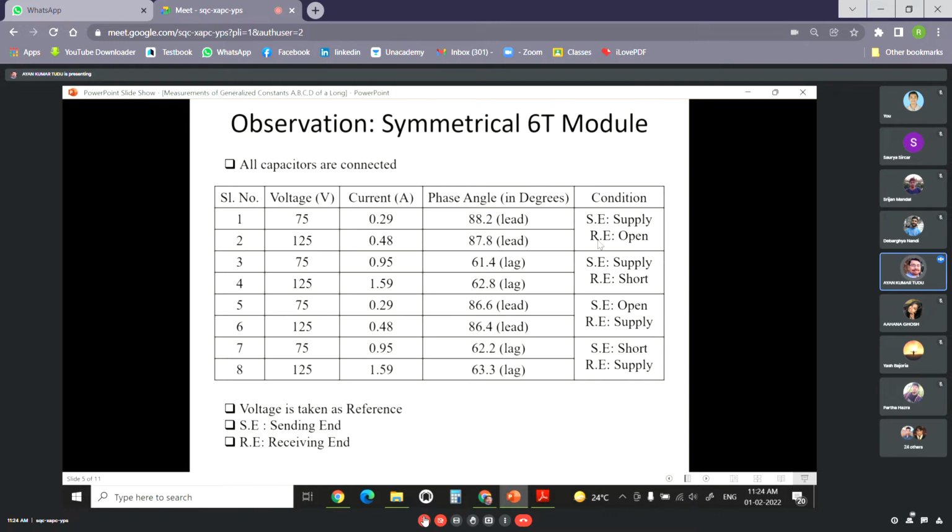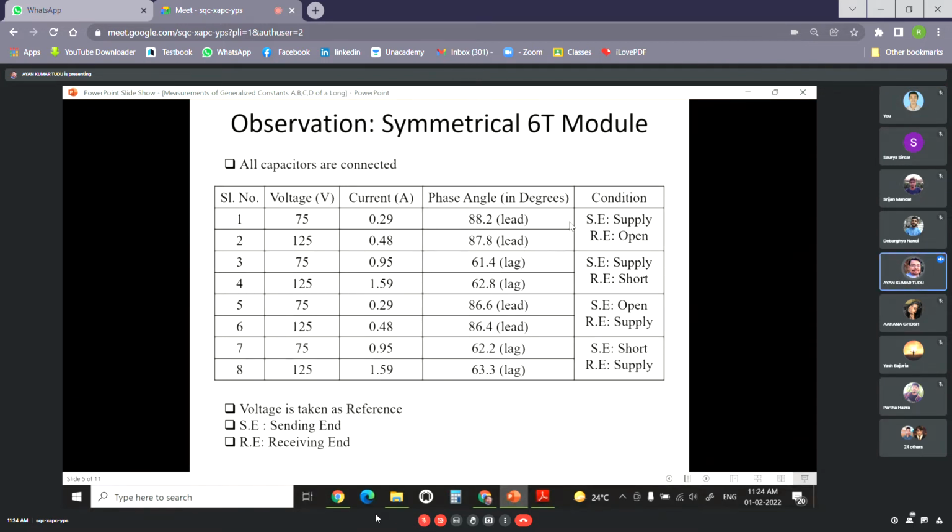Now, as you can see, whenever the receiving end is open, the phase angle is coming out to be leading. Why is it leading when the sending end is supply and the receiving end is open? Capacitance effect. The actual term that we can say is known as the rise in receiving end voltage, or the Ferranti effect, correct?